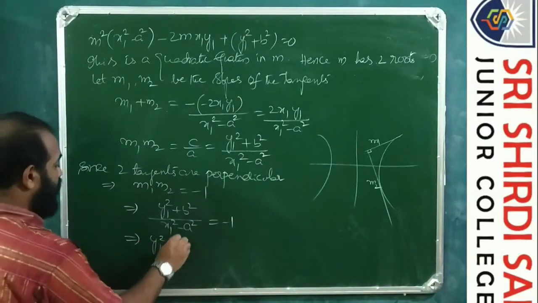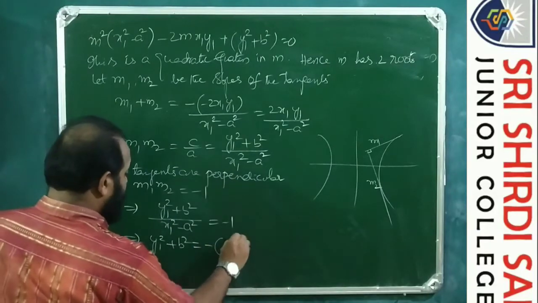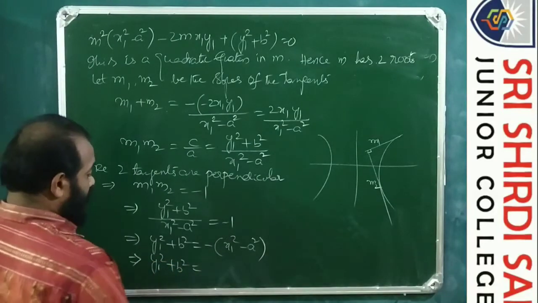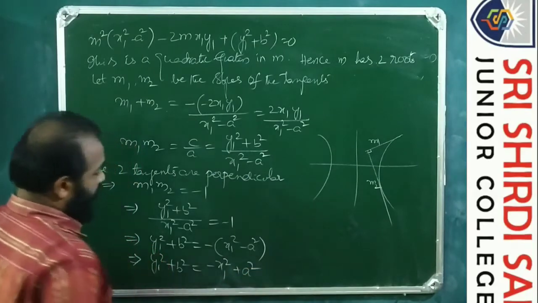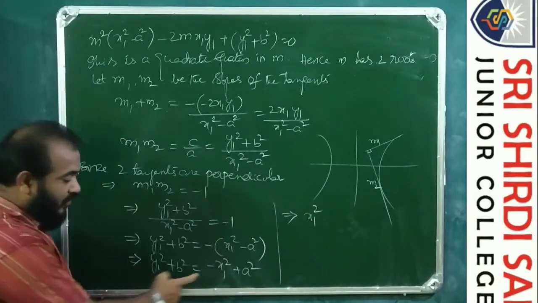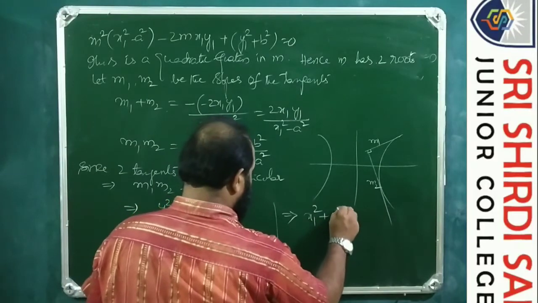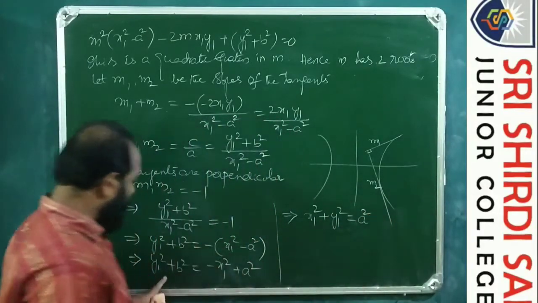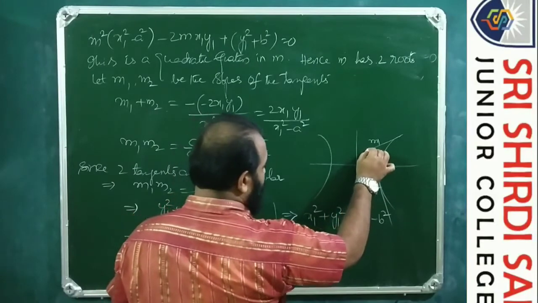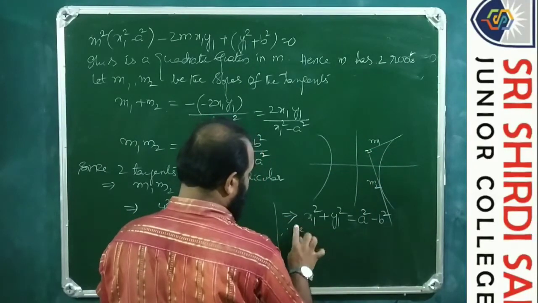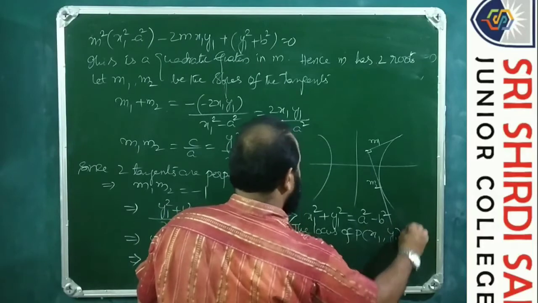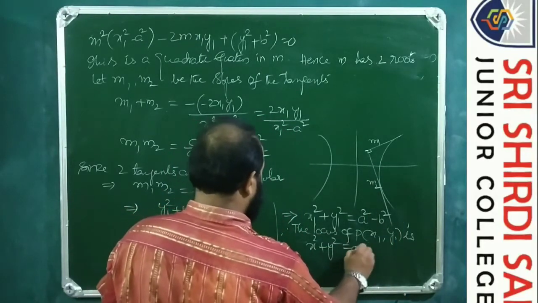So this gives y1 square plus b square is equal to minus of x1 square minus a square, that is, y1 square plus b square is equal to minus x1 square plus a square. This implies, on transposing, x1 square plus y1 square is equal to a square, and transposing the b square to the other side, minus b square. Therefore, the locus of this point P (x1, y1) is x square plus y square is equal to a square minus b square.